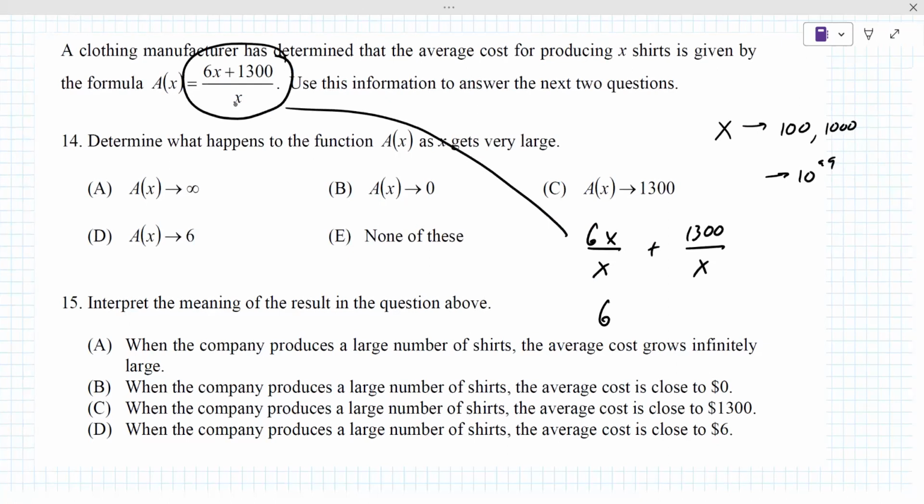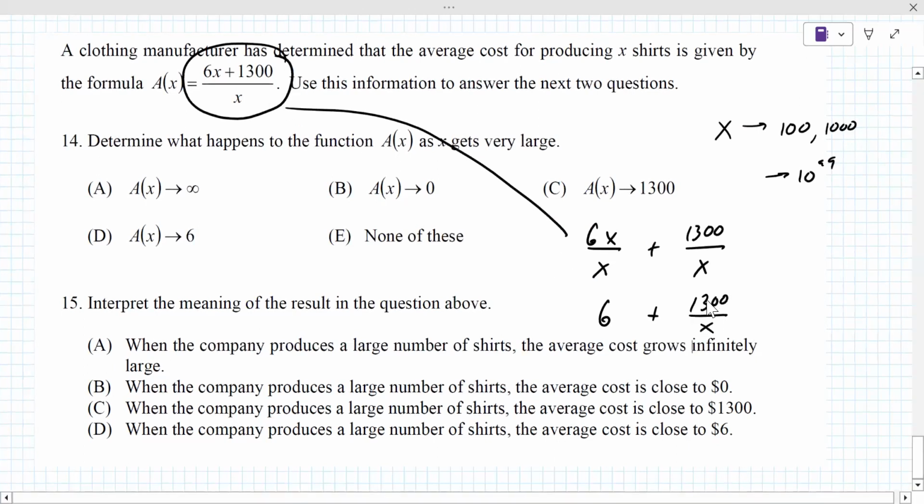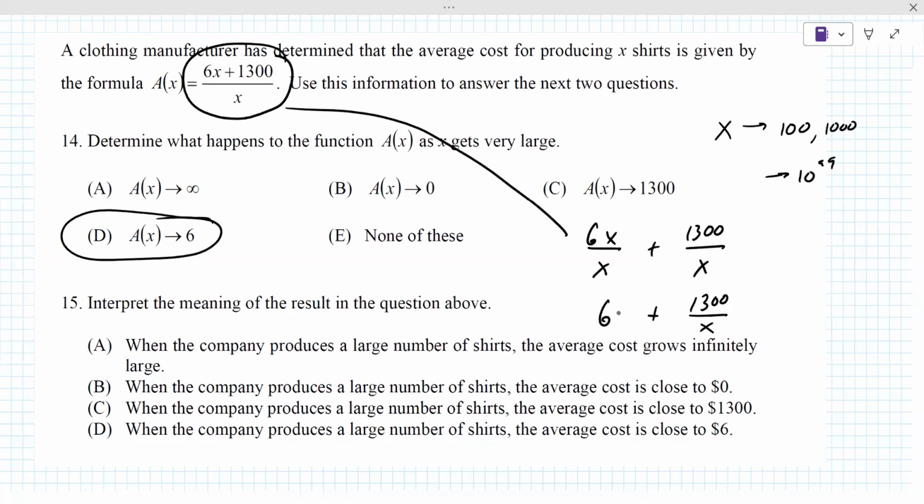The one on the left becomes just 6. The one on the right is 1,300 over x. This one on the right goes to 0 as x gets large. Think of it as 1,300 being a very small number over a very large number, which goes to 0. So it just goes to 6. And so what does that mean? It means the average cost as they make a really large number of shirts is very, very close to $6.